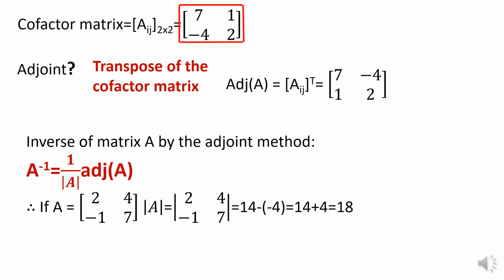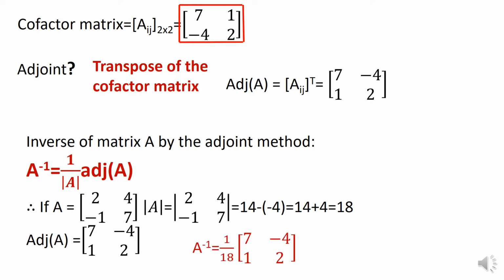From there, we can find mod A, that is the determinant of A. Solving it, we get the answer as 18. So, mod A is 18. Adj A, we already found out just now, which is so. And using this in the formula, we get A inverse is equal to 1 upon 18 into the matrix 7 minus 4, 1, 2. Thus, we find the inverse of a matrix by the adjoint method.